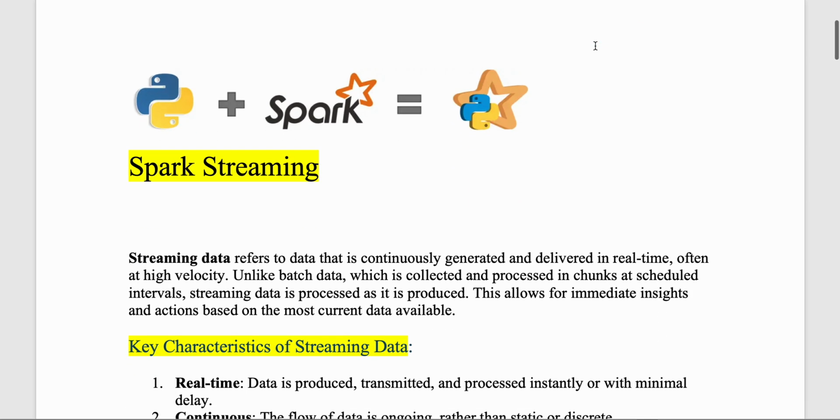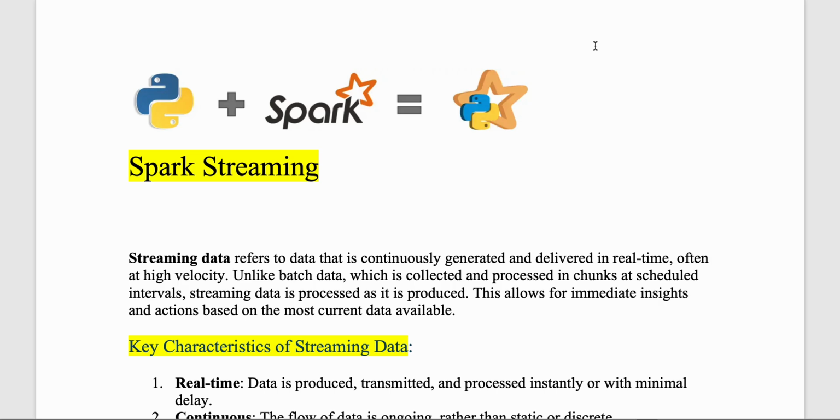Streaming data refers to data that is continuously generated and delivered in real time, often at high velocity. In batch mode, the data is static in some storage location, either object storage like S3 or any Postgres DB or other DB. We take the data, process it, and store it again, and that is called batch mode. But in case of real-time streaming, you get the data in real time, with high velocity.